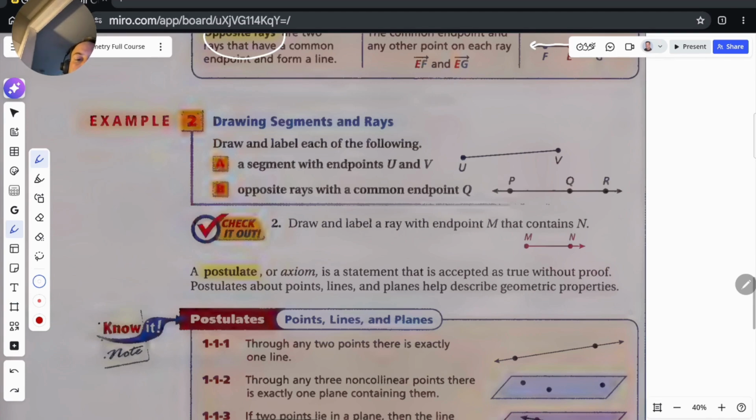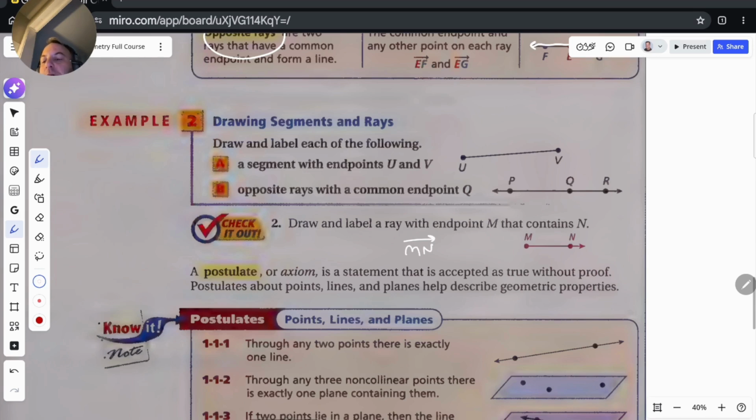How would we write that? Ray MN, this shows it's a ray. All right, so we want to make sure that we write M first as the endpoint and N second is what's really important there.